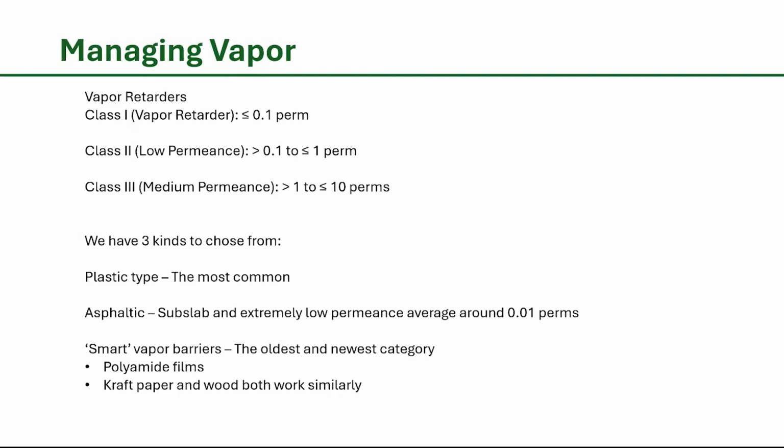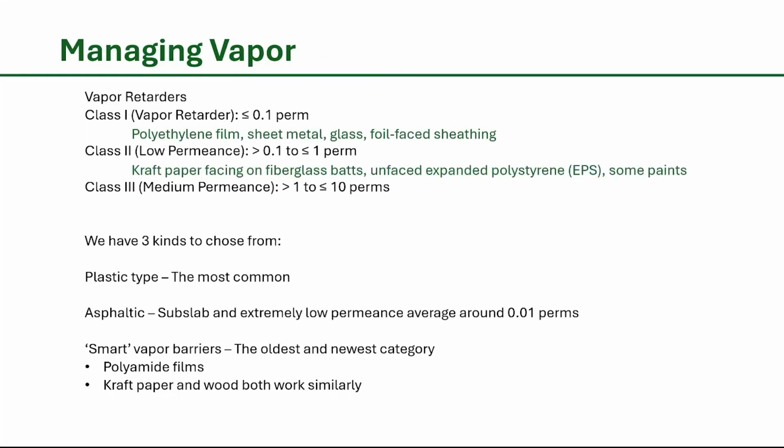So let's talk a bit about vapor retarders. Class 1 vapor retarders, we're talking about polyethylene films, sheet metal, glass, foil-based sheathing. Class 2 low permeance, those would be kraft paper, unfaced expanded polystyrene, and some paints. Class 3, that would be gypsum board, latex paint, cellulose insulation, house wrap. Those are all medium permeance.